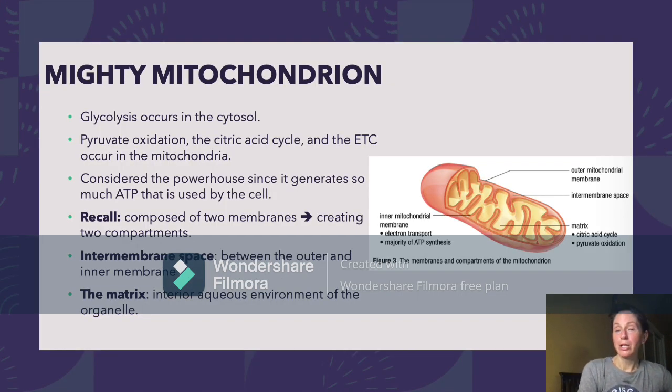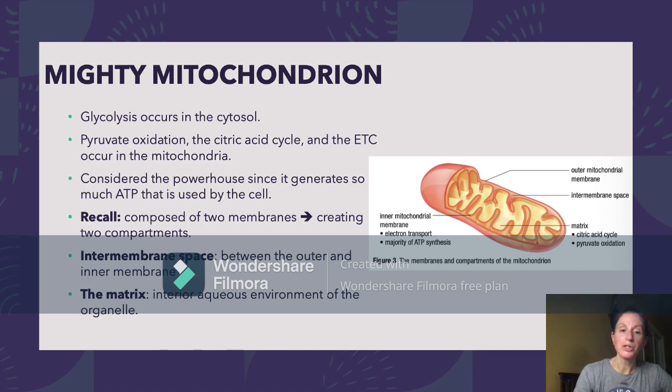So the mitochondria shouldn't be new at this point from grade 8, grade 10, and unit 1. So we're not going to go over it too much, but remember the glycolysis occurs in the cytosol, but everything else occurs in the mitochondria. The mitochondria is considered the powerhouse because this is where energy is made. And recall that we have 2 membranes, and this is really important just to start to get familiar with the structure of the mitochondria. We have the outer membrane, and we have this inner membrane that creates folds.